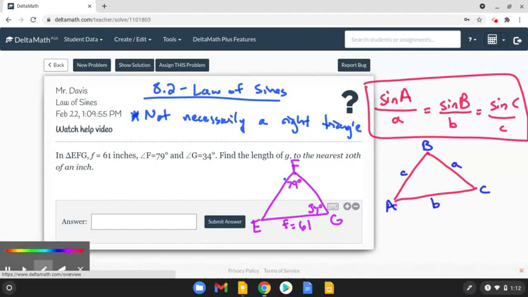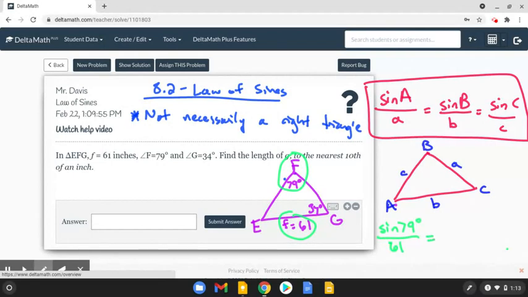Okay. So in using this law of sines, the letters are going to be different. We obviously don't have A's, B's, and C's, but the concept is the same. We can use the fact that we know a pair. We know a big F and a little f, right? So we're going to use that, and that's going to be sort of our baseline starting point. We're going to write the sine of the big F, so the sine of 79, over the side opposite, little f there, over 61, equals, and now we're asked to find G.